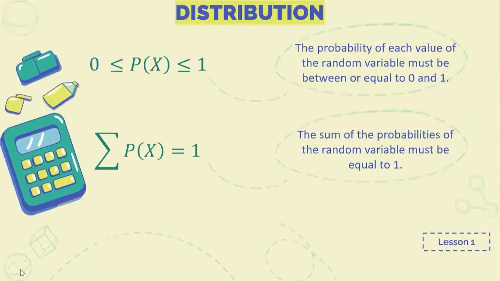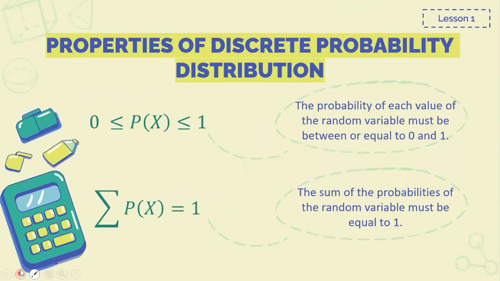Now let's discuss the properties of discrete probability distribution. First, the probability of each value of the random variable must be greater than or equal to 0 but less than or equal to 1. Or if you're having trouble understanding this symbol form, it simply means that the probability of each value of the random variable must be between or equal to 0 and 1. Next, the summation or the sum of the probabilities of the random variable must be equal to 1.